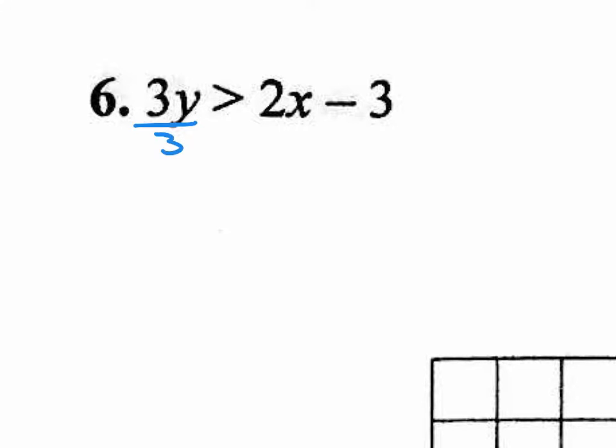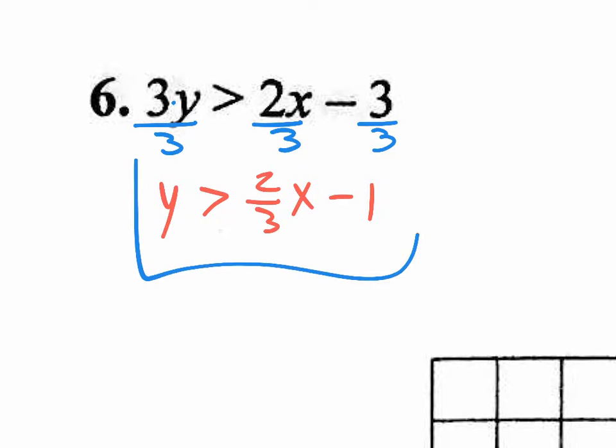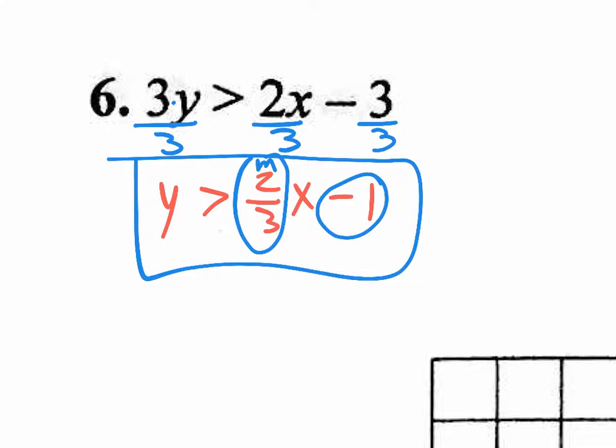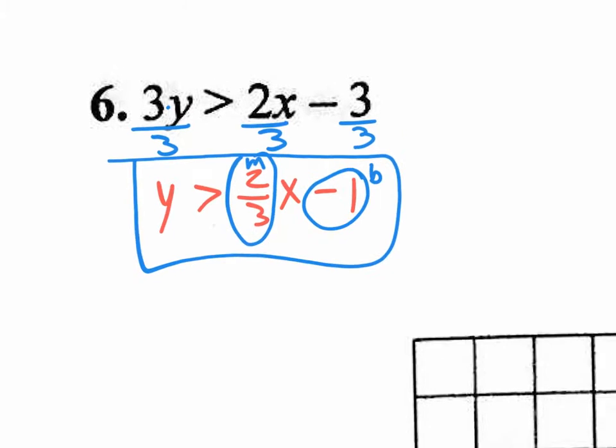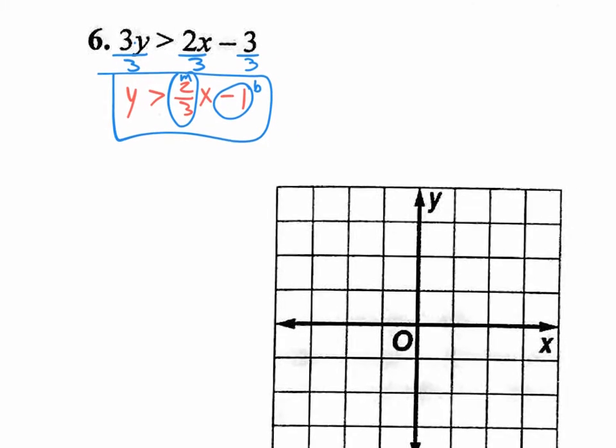Divide by 3 to get rid of the multiplication of 3 in front of the y. You're dividing everything by 3. You're going to have y is greater than 2/3 x minus 1. And that is already slope-intercept form. The m is clearly 2/3. The b is clearly -1. So if you know those two things, the m and the b, you know how to graph it.